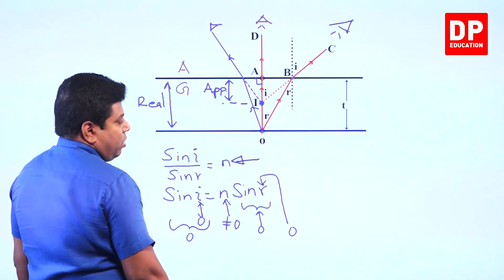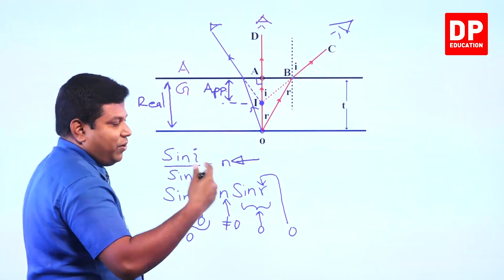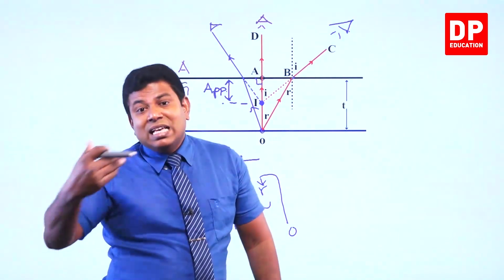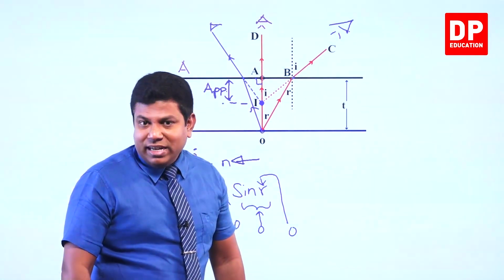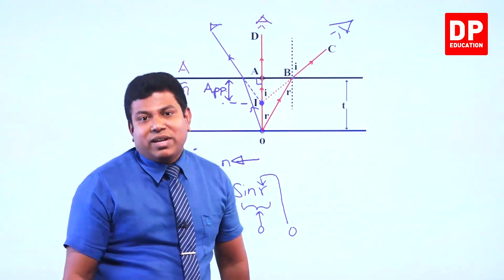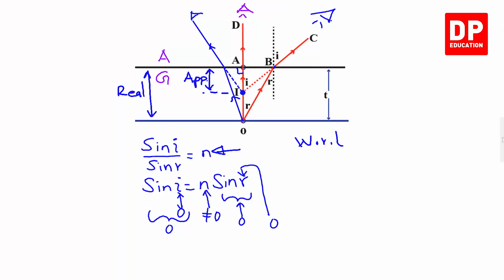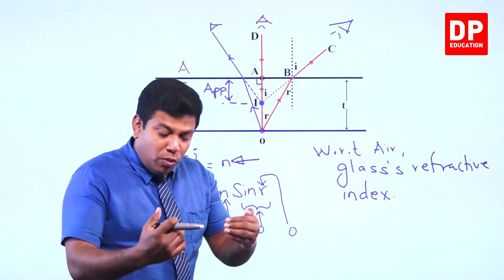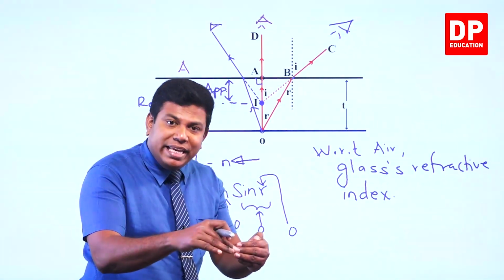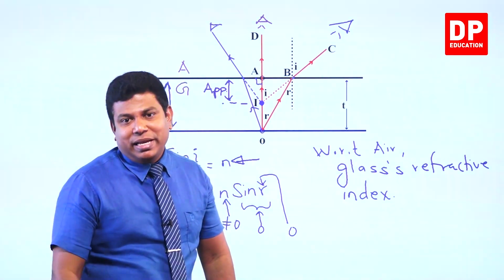Right? What is n? With respect to the first medium, the second medium's refractive index. So what I am going to find here, with respect to air, is glass's refractive index. Glass's refractive index is what I am going to find with respect to air. Which means for me, air has to be the first medium and glass has to be the second medium.